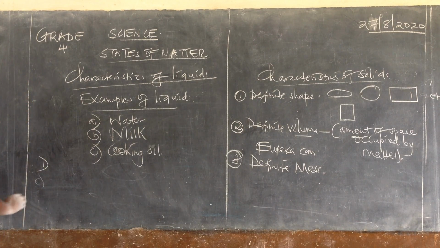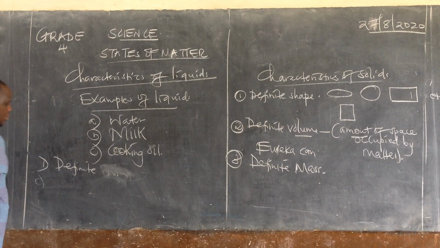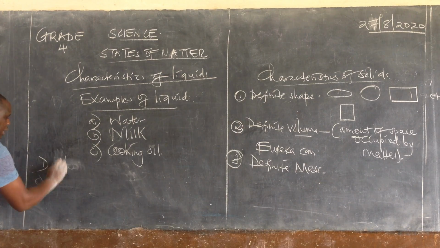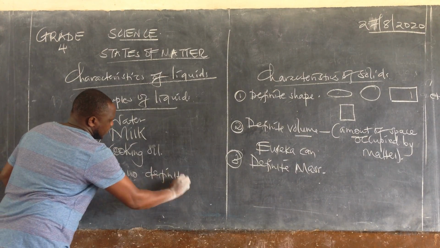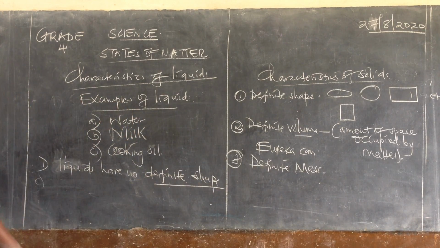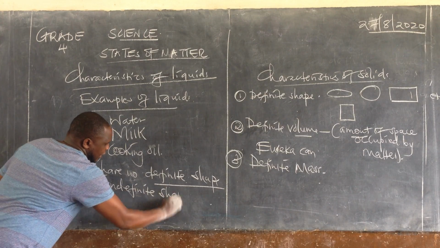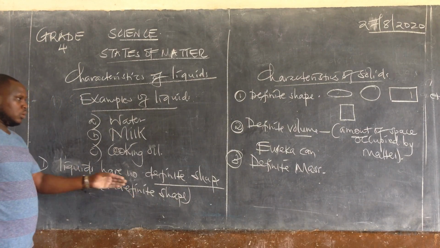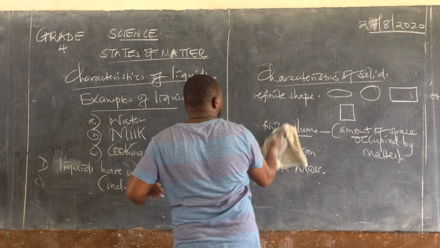Number one, liquids have no definite shape. If you don't find the words "no definite shape," you are going to find "indefinite shape." Indefinite means no definite shape. So if you find indefinite, it means no. So how do we explain this? Liquids have no definite shape.